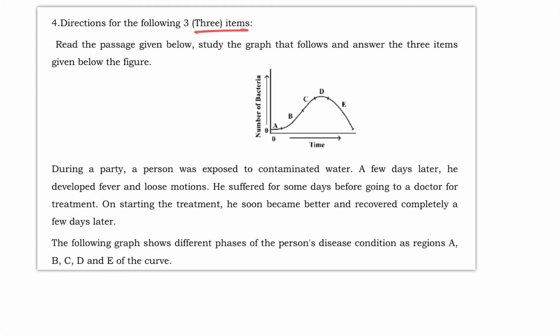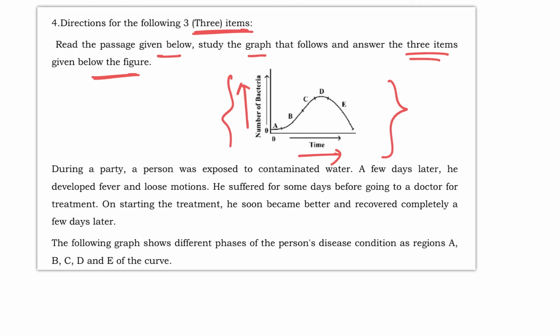Directions for the following 3 items. Read the passage given below, study the graph that follows, and answer the 3 items given below the figure. So this is the figure: number of bacteria and time. A, B, C, D, E are the different phases here.